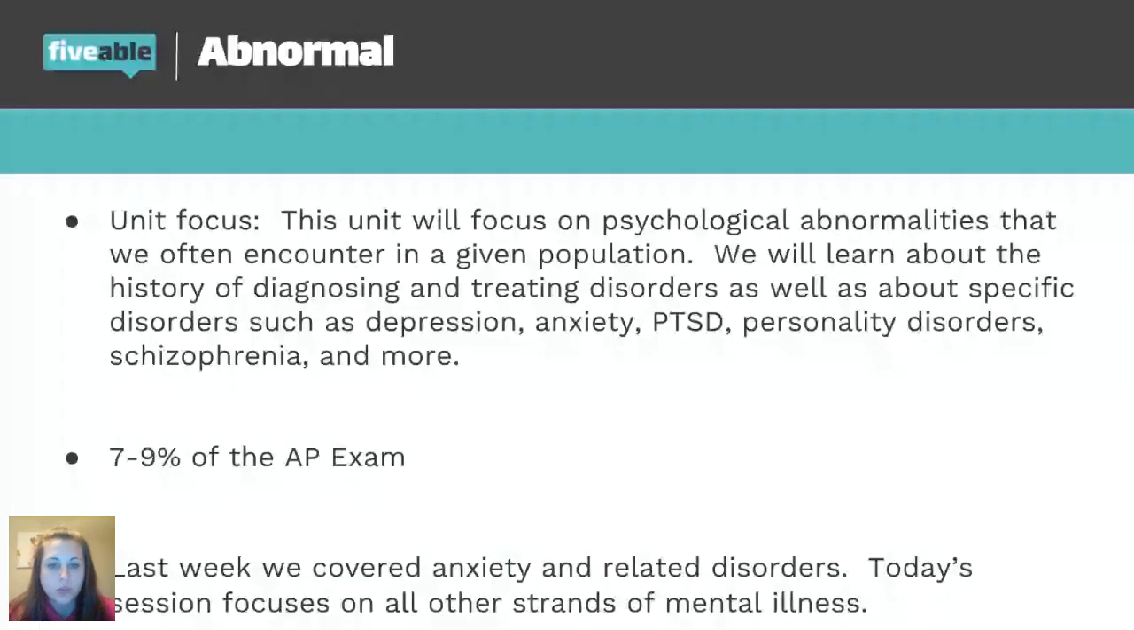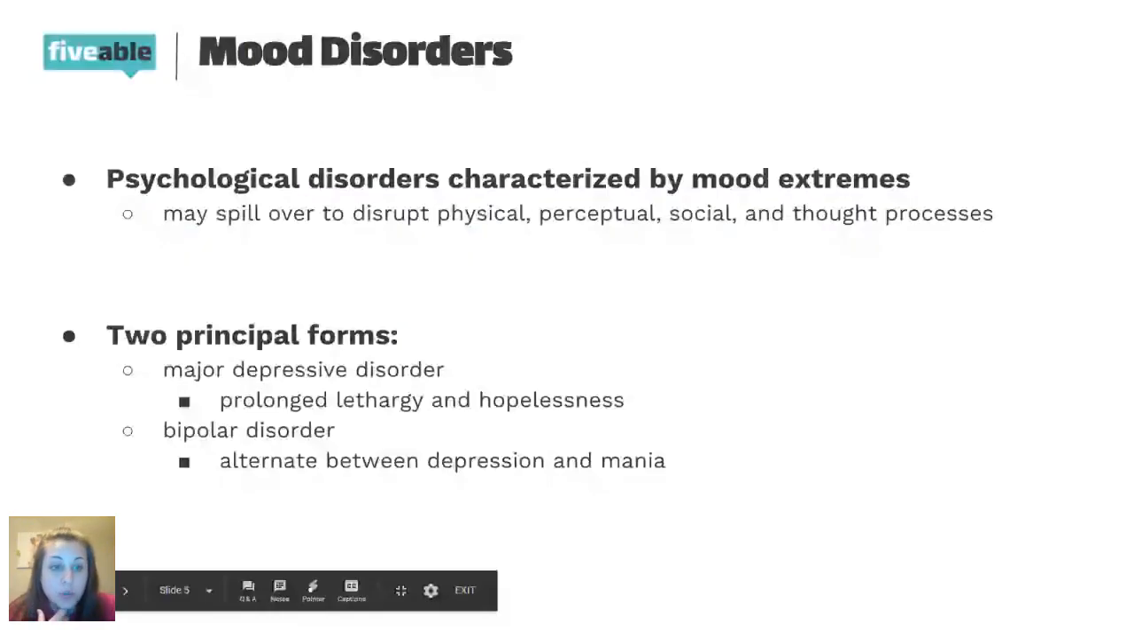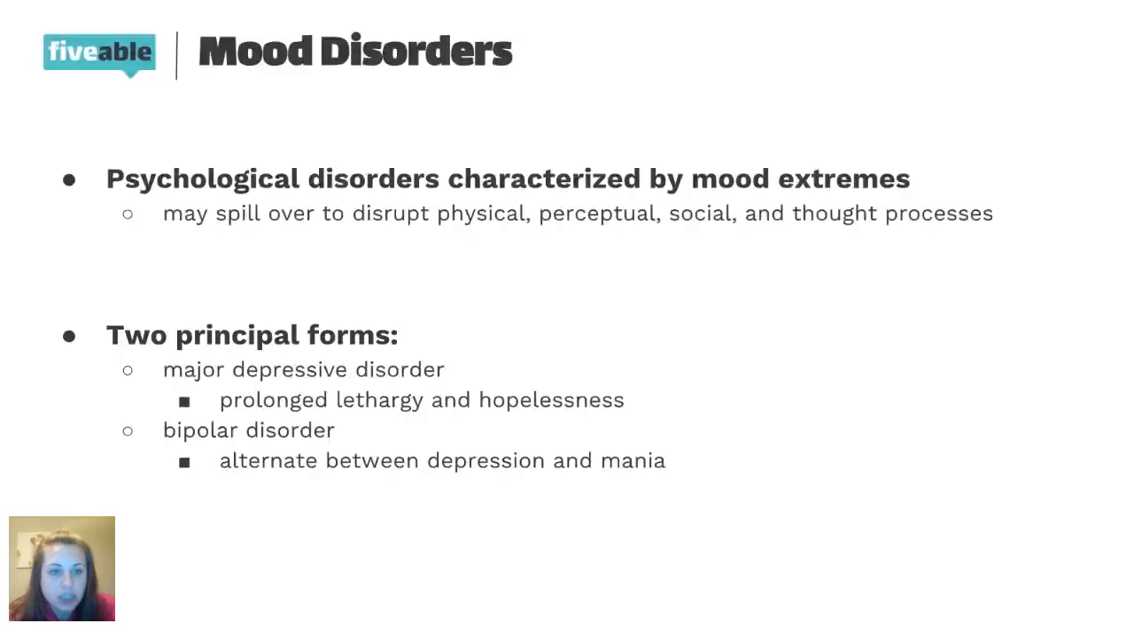So the first strand of disorders that we're going to cover today are mood disorders. And the definition of a mood disorder is any kind of condition that's characterized by extremes in mood, so really high highs or really low lows. And then those have to spill over and disrupt your social processes, your perceptual processes, your thought processes. So we all have really high highs once in a while, right? We get really excited when something great happens, or the opposite, something really bad happens. But if it's not continually spilling over into our everyday lives and being disruptive, remember, for something to be a psychological disorder, it has to be dysfunctional and disruptive.